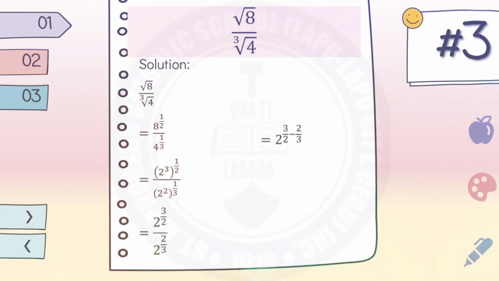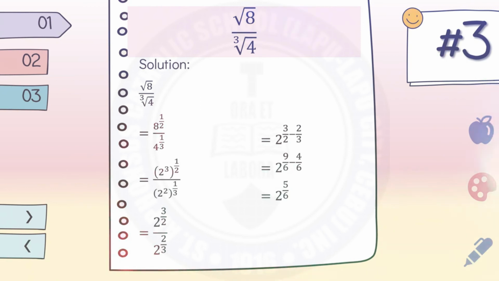Next, subtract the exponent of the numerator with the denominator. So you will have here 2 raised to 3/2 minus 2/3. Since you cannot directly subtract this, you need to look for the LCD. And the LCD of 2 and 3 is 6. Expressing this into the simplest form, you will have here 2 raised to 9 over 6 minus 4 over 6. 9 minus 4, that's 5. So your answer will be 2 raised to 5 over 6.